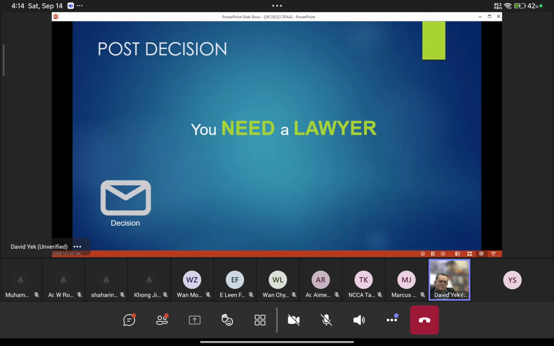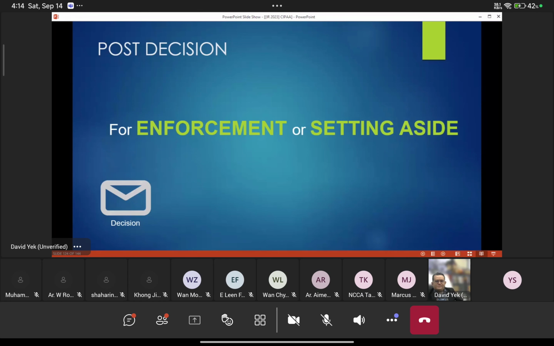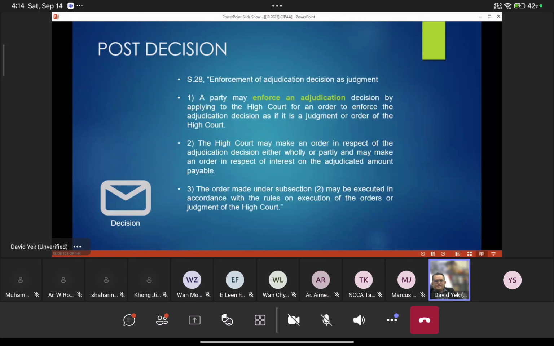Okay, and after you get the decision, you need a lawyer, because everything to do with court requires a lawyer. So for enforcement or setting aside, there are only two possibilities. Enforcement is to enforce the adjudication. Once the court has made the order of enforcement, it's as good as a court judgment, a High Court judgment.